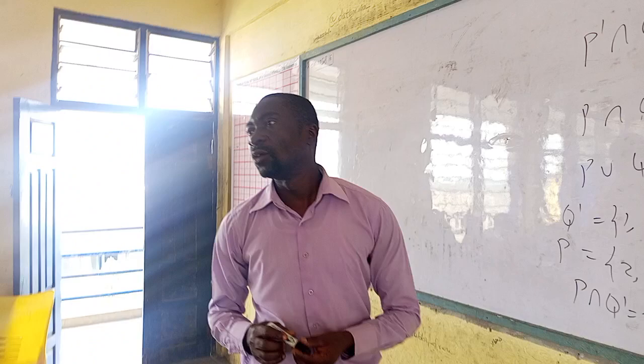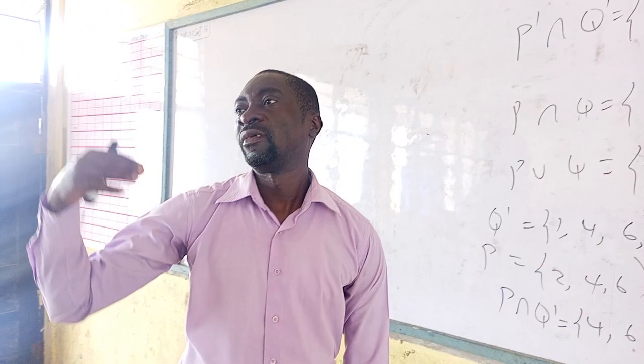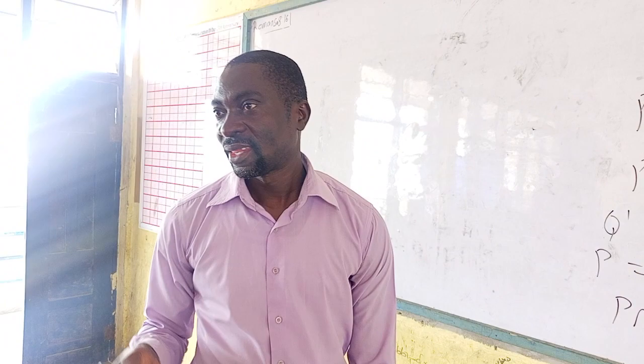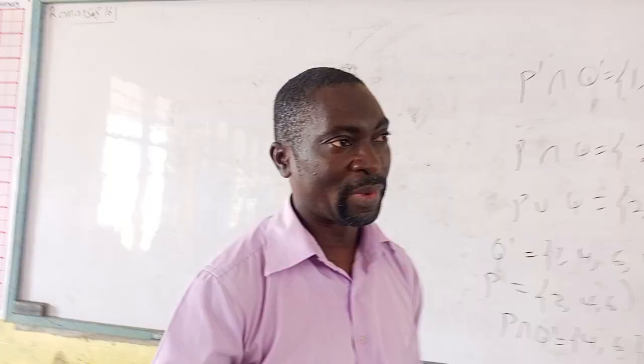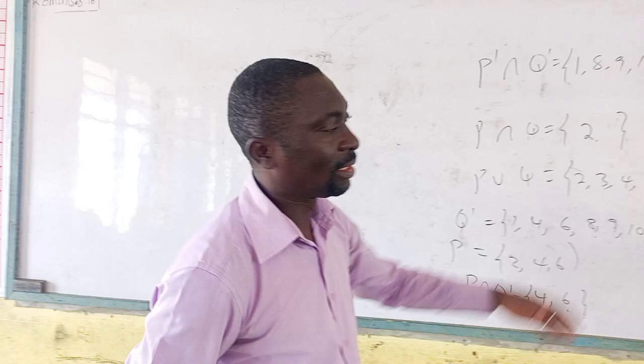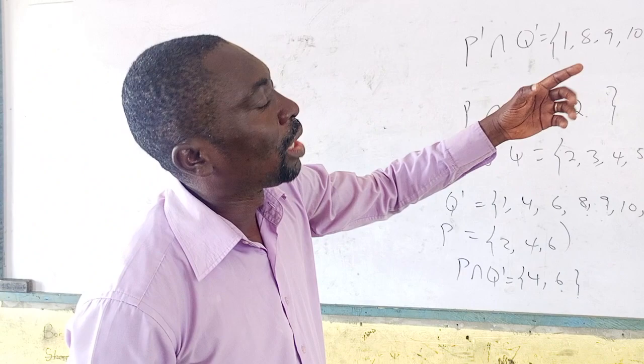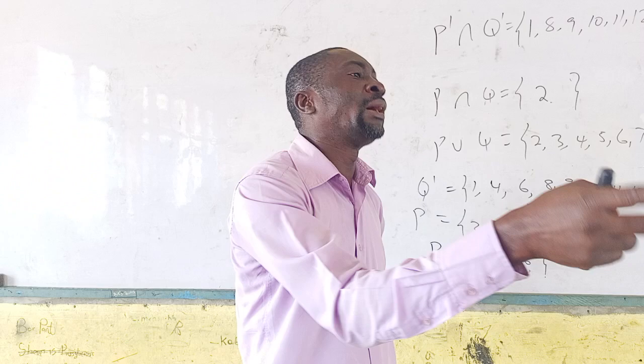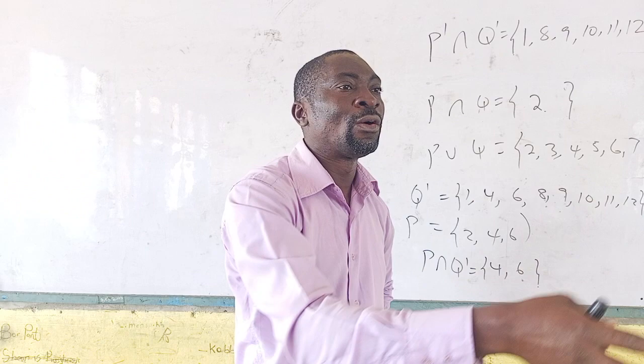So we have come to the end of our lesson today, finding our P complement, Q complement, then the union of sets. We have realized that whenever you are given a complement of a set and you have to find the union or the intersection, first you find the complement of that set. Is that not it? Yes. After finding the complement, you compare it to the universal set to find your union or intersection of a set.